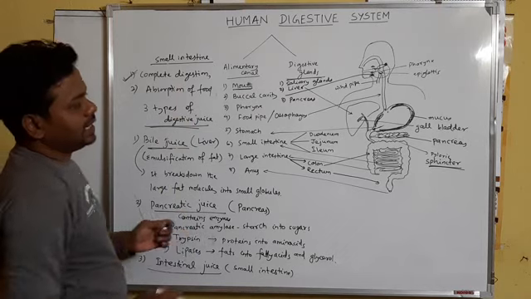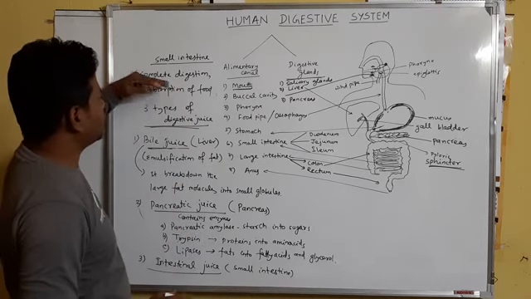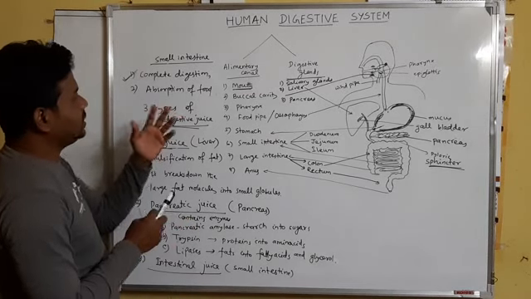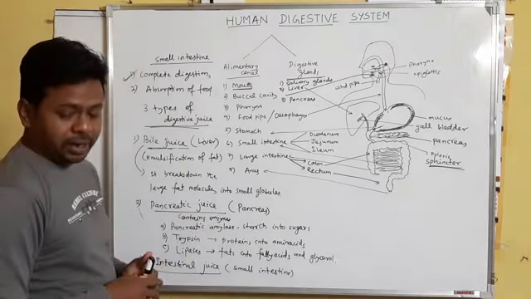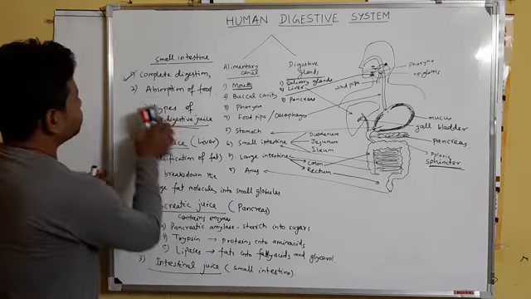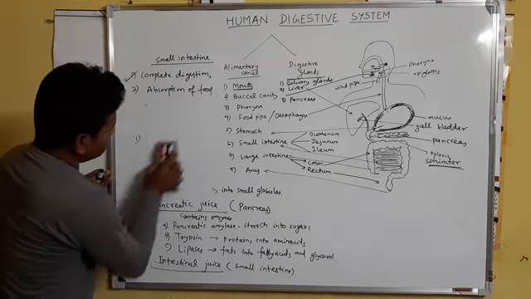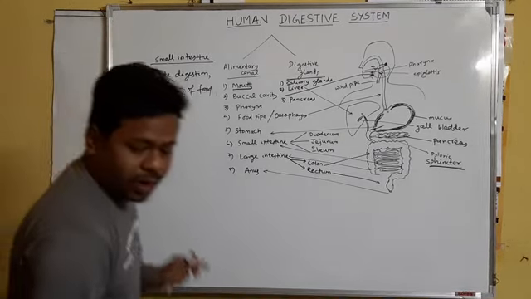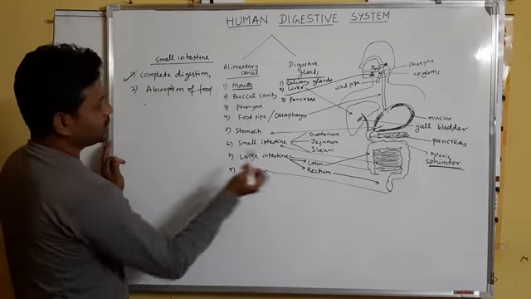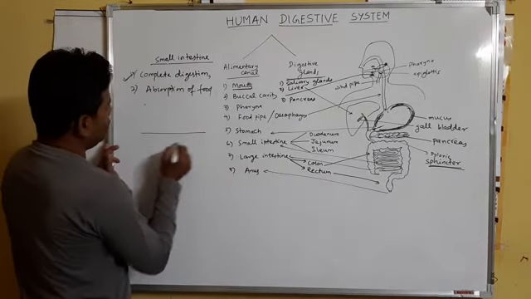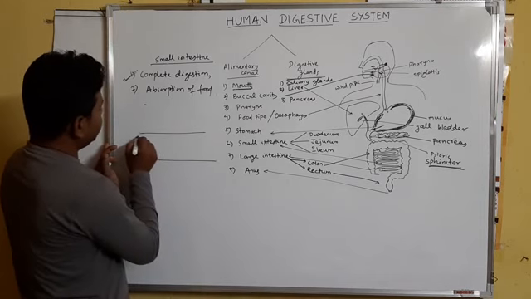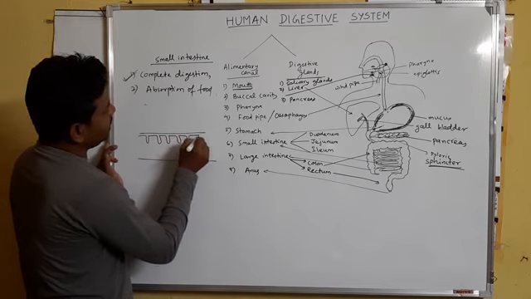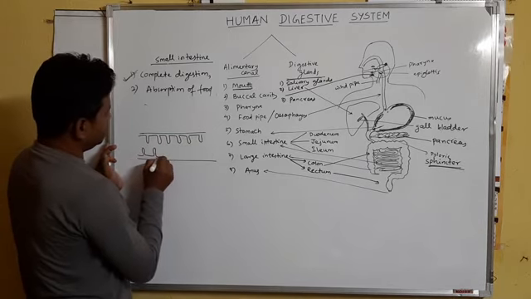Then the small intestine, as I have told, also has two functions. One is complete digestion, second is absorption of food. After complete digestion, the food is absorbed into the blood, and for that the small intestine wall, for example, this is a wall of the small intestine. This is the outer wall. The inner wall has finger-like projections. You see, like this.